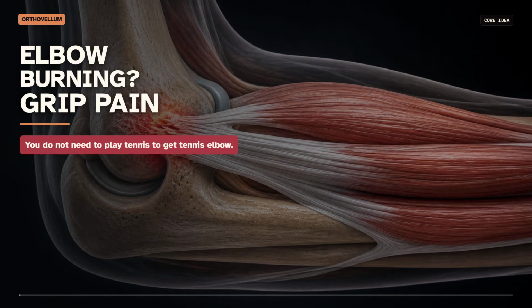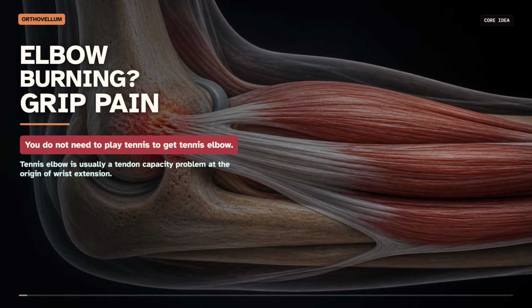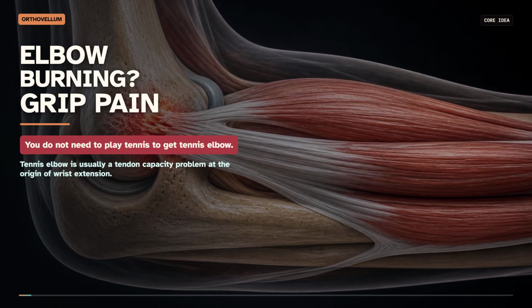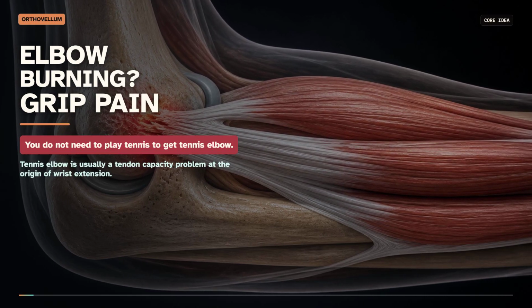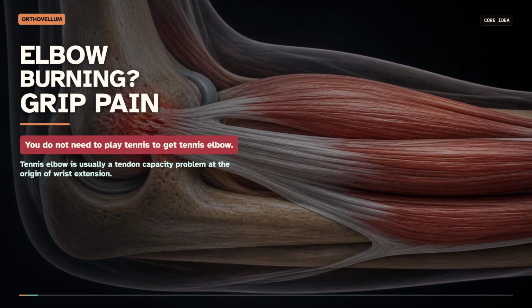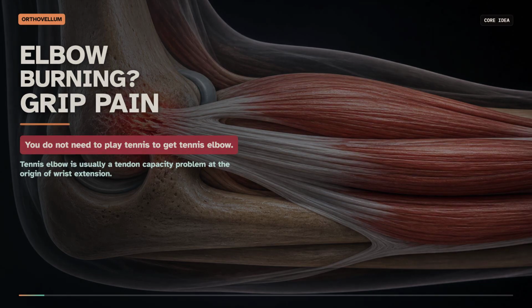Today, we are going to make lateral epicondylitis simple without making it shallow. Tennis elbow is usually a tendon capacity problem at the origin of wrist extension. The common trap is this: you do not need to play tennis to get tennis elbow. By the end, a patient should understand what is happening, and a resident should know what decisions matter.